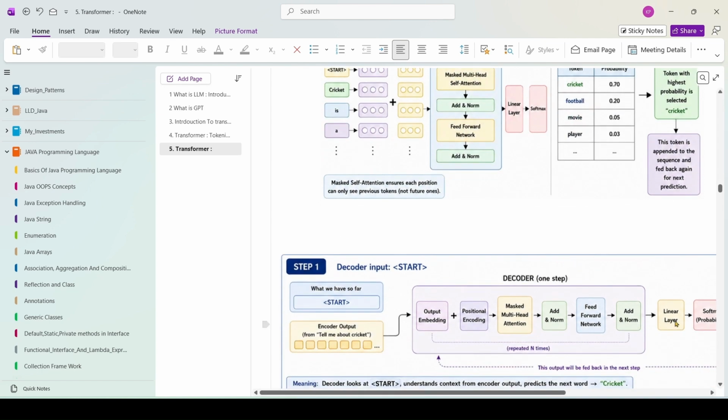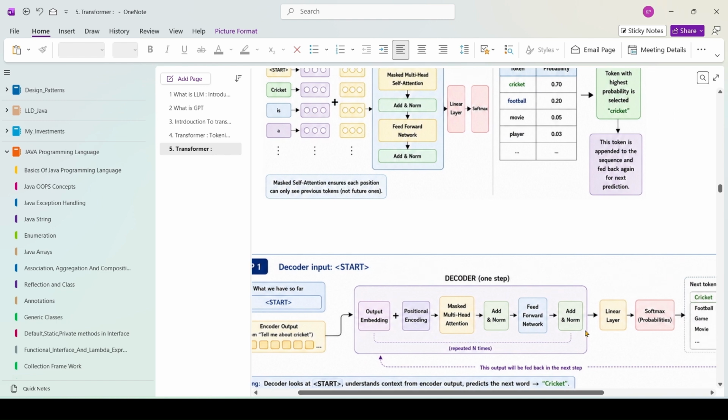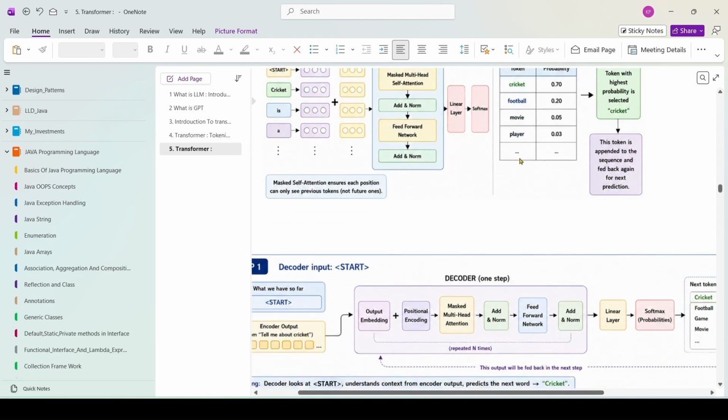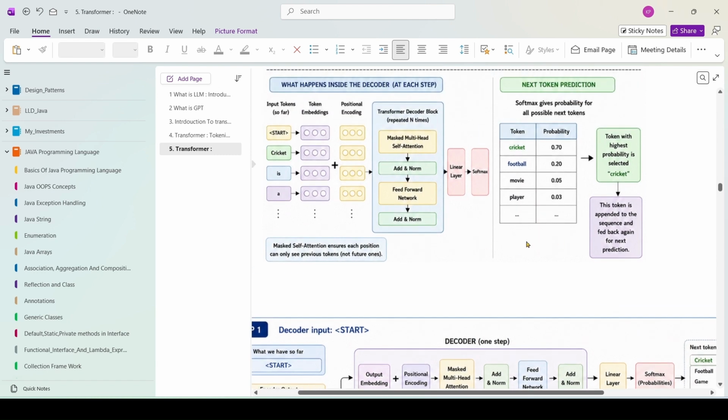This will be sent to the linear layer. Here the scores will be assigned to the output vectors. As you can see here, for cricket the score is 0.70. For football the score is 0.20. For movie it is 0.005, and so on. These scores will be sent to the softmax. Here, the scores are converted into probabilities. Like cricket might get a probability of 70%, football might get 20%, and so on.